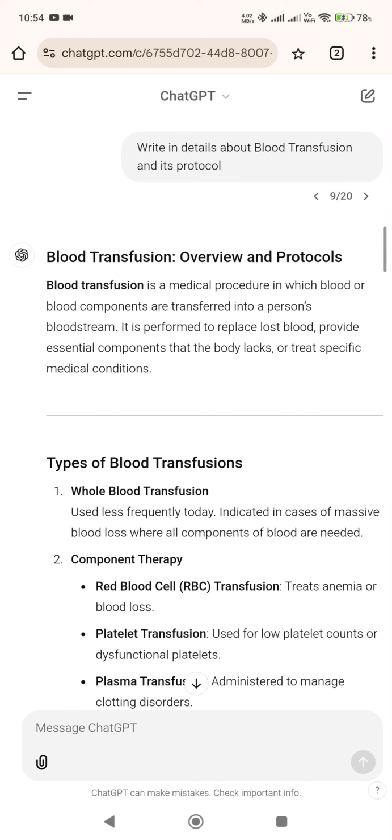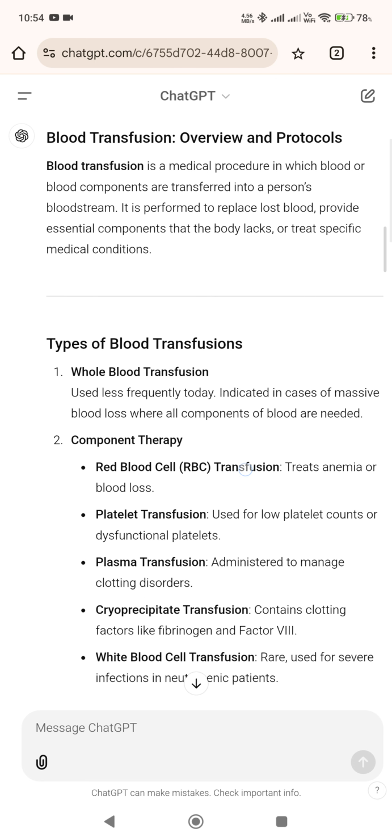Blood transfusion, overview and protocols. Blood transfusion is a medical procedure in which blood or blood components are transferred into a person's bloodstream. It is performed to replace lost blood, provide essential components that the body lacks, or treat specific medical conditions.